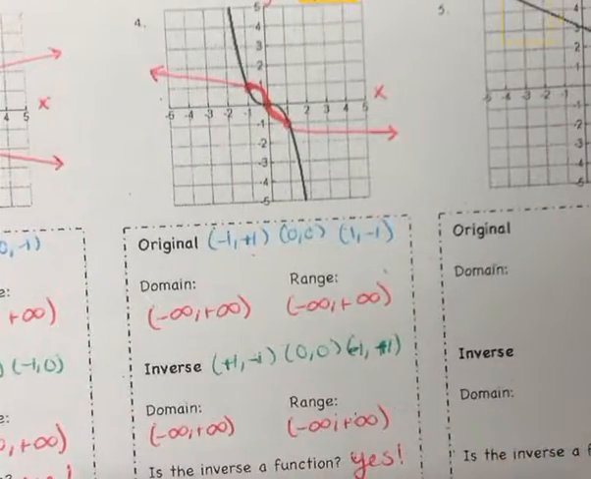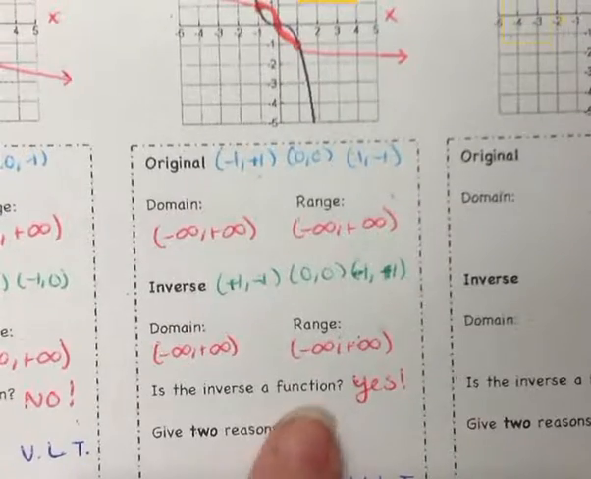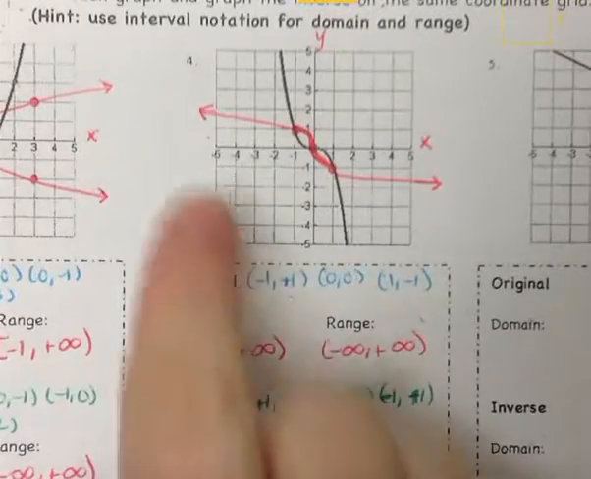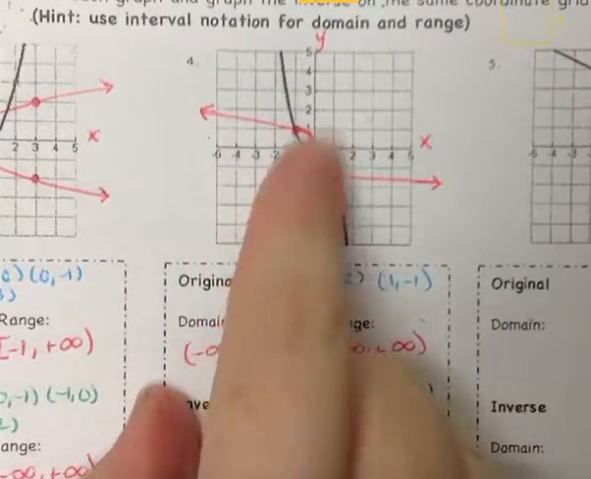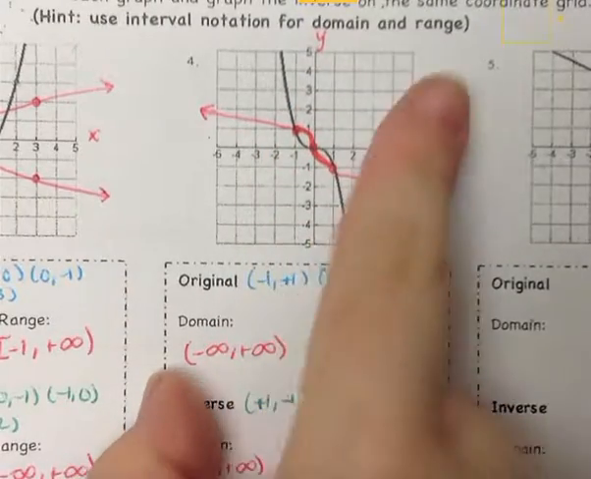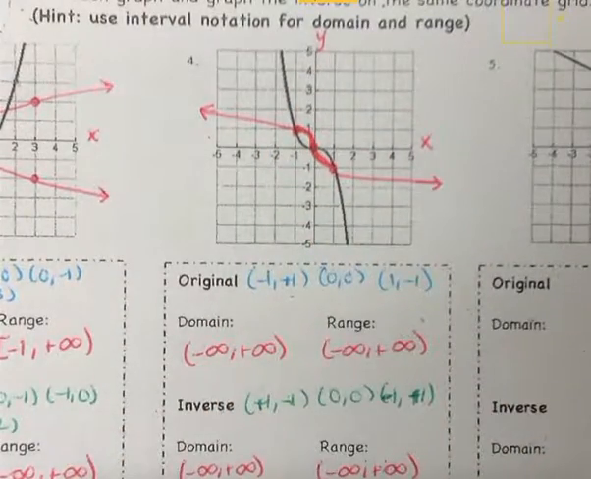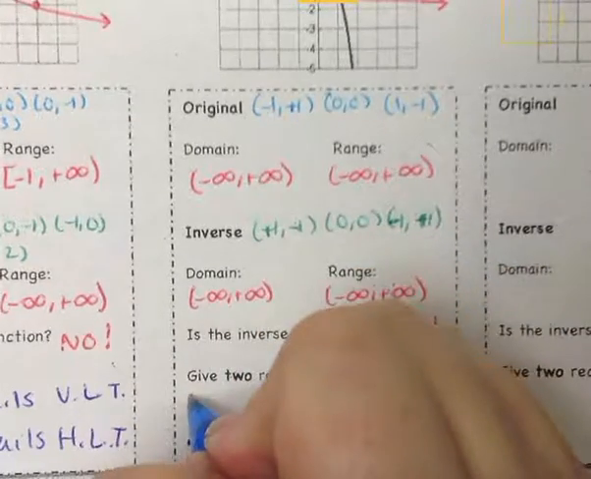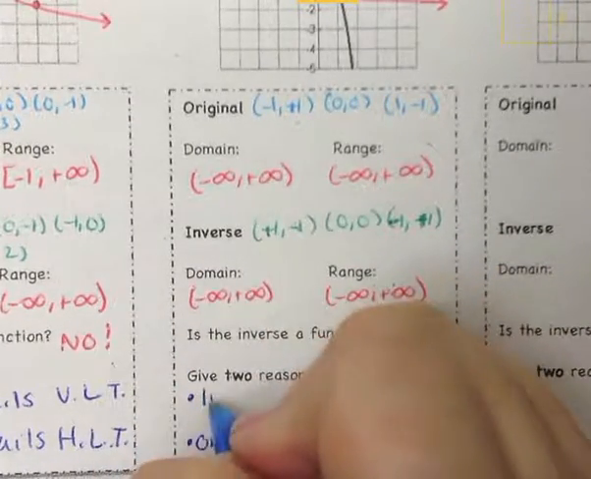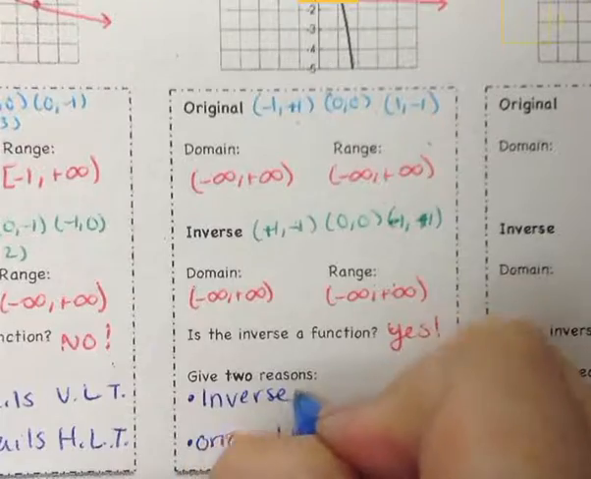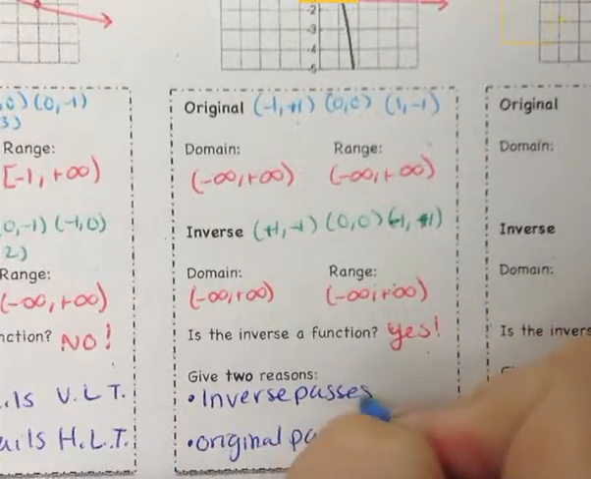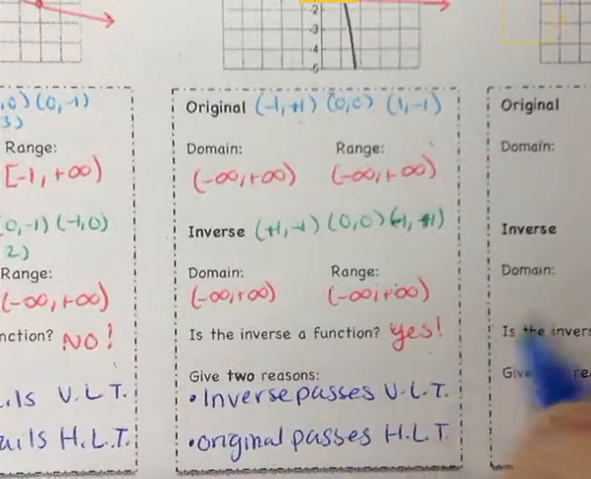So now the other reason why this is a function, the inverse is a function, if we look at the red, if I were to draw vertical lines on the red, it would pass the vertical line test. So the inverse is the red graph. The inverse passes the vertical line test. So it's a function.